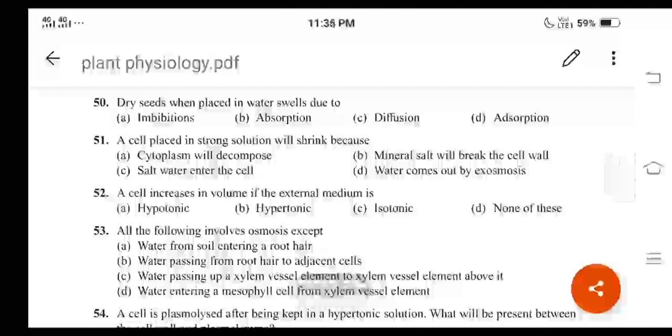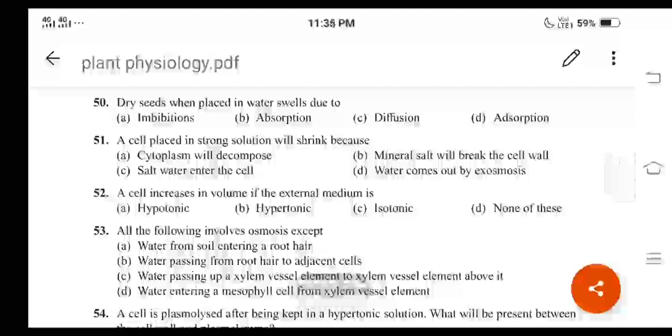Here, a cell placed in strong solution will shrink because water comes out by exosmosis. And this phenomenon we call plasmolysis. Okay, what is the definition of plasmolysis here? The shrinkage of protoplasm due to exosmosis is called plasmolysis, right? So option D is the correct answer, right? Then question number 52.